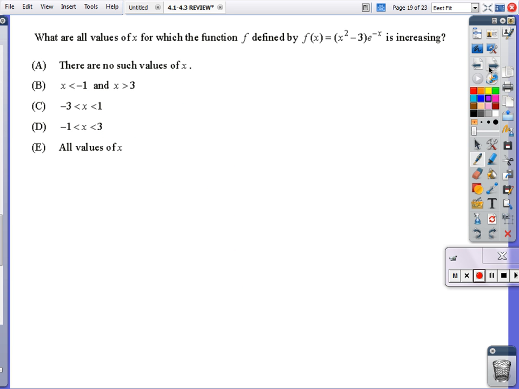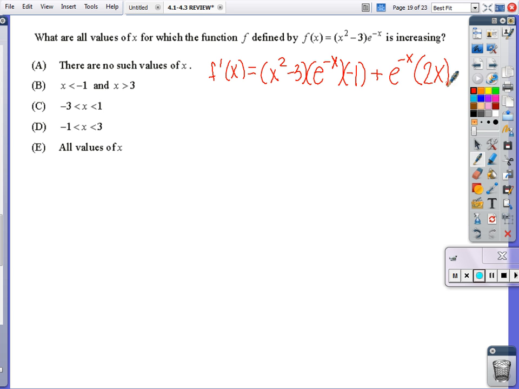What are the values of the function defined? Increasing. So increasing, we want to take the derivative, which would be leave the first term times the derivative of the second, and obviously please don't forget the derivative of the negative x, plus e to the negative x times the derivative of the first. Factor out the common factor, which is e to the negative x. We get x squared minus 3, oopsie, times negative 1, and then plus 2x in the back.